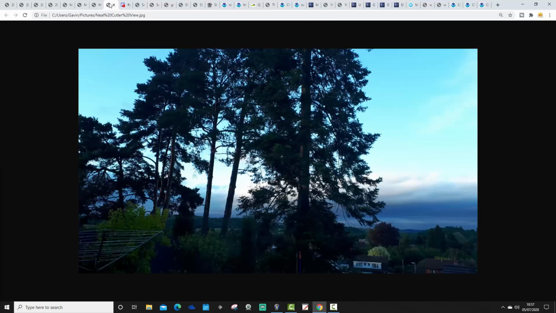This one sent through by Neil Cutler to the comment box at GavsWeatherVids yesterday. Nice sunset view from Neil's back garden. Neil has a fantastic view.